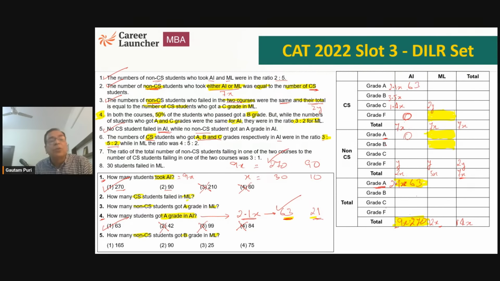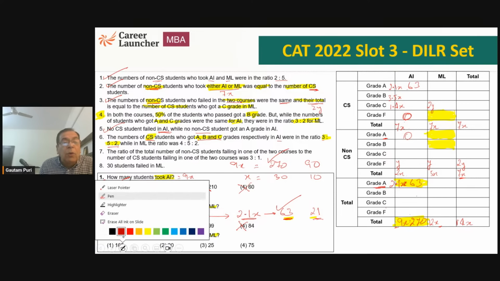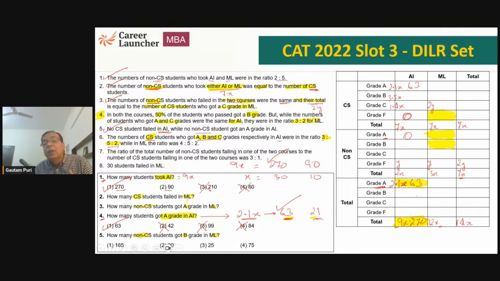Now my focus has to shift to ML. So don't worry about AI at all. Your focus has to be not on filling up the table, but on answering the question. 2 out of 5 questions we have answered, and hence I can now move on to the next stage, the ML questions, because my relationship with AI ends here. So what we have also found out is x is equal to 30 based on question 1 and 4.